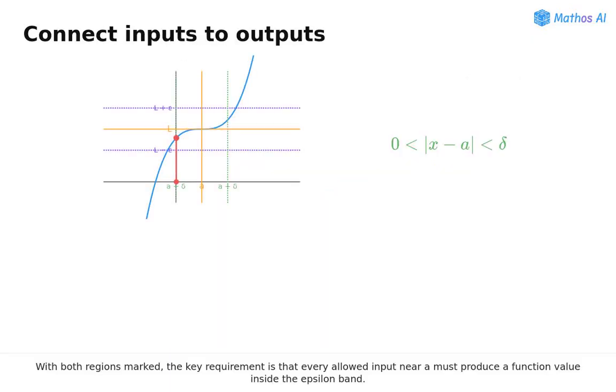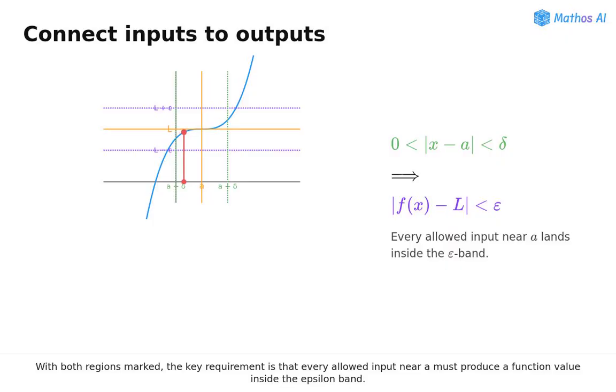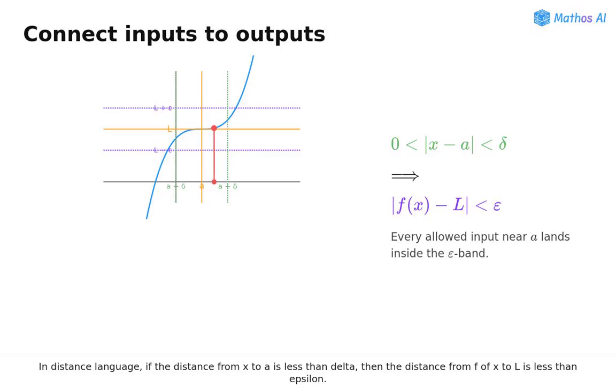With both regions marked, the key requirement is that every allowed input near a must produce a function value inside the epsilon band. In distance language, if the distance from x to a is less than delta, then the distance from f of x to L is less than epsilon.